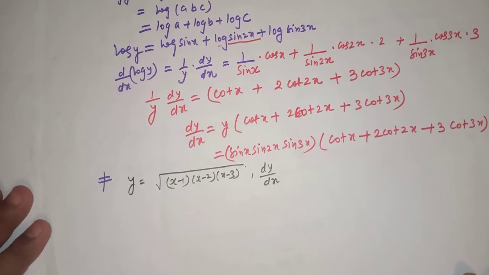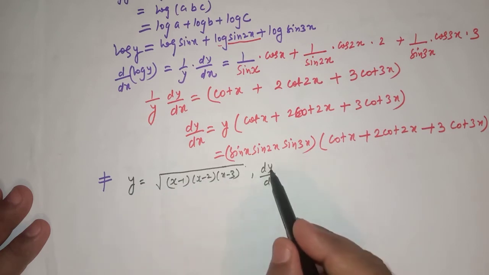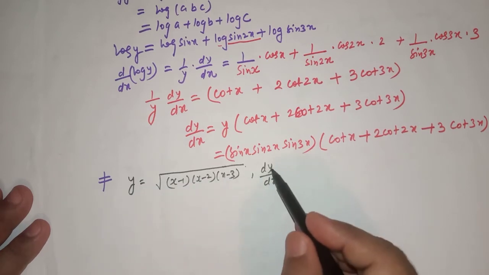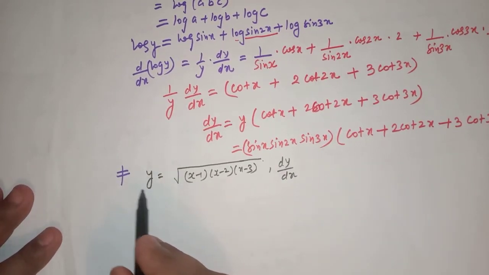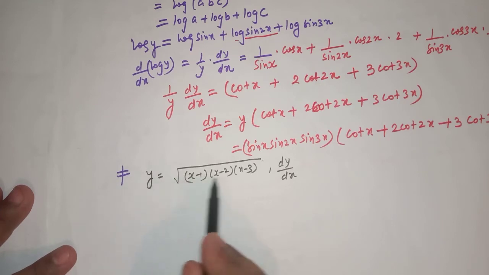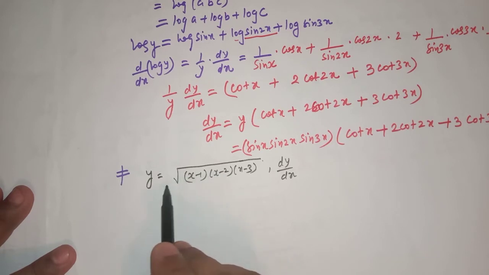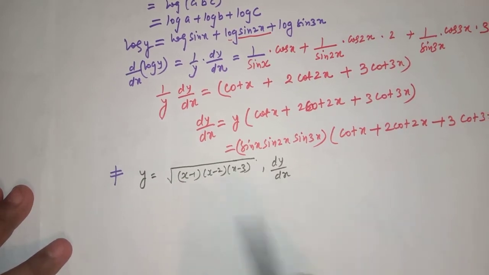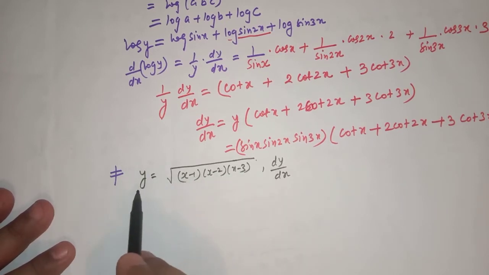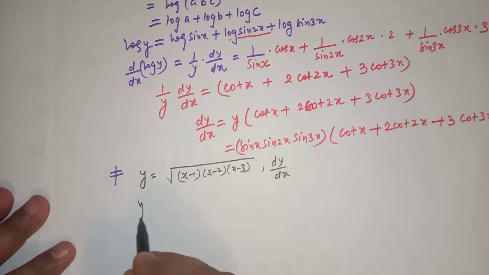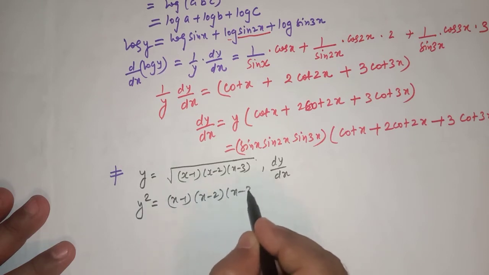Let us take this problem. Here we have to differentiate this function, and we wish to find the derivative of y with respect to x. So viewers, here we will not directly differentiate this function, instead we'll make use of logarithms. So let us first do the squaring on both sides. So what we will get, y square equals x minus 1, x minus 2, x minus 3.